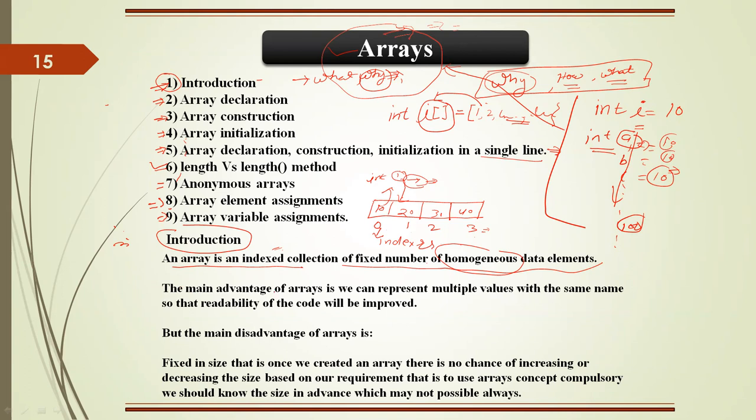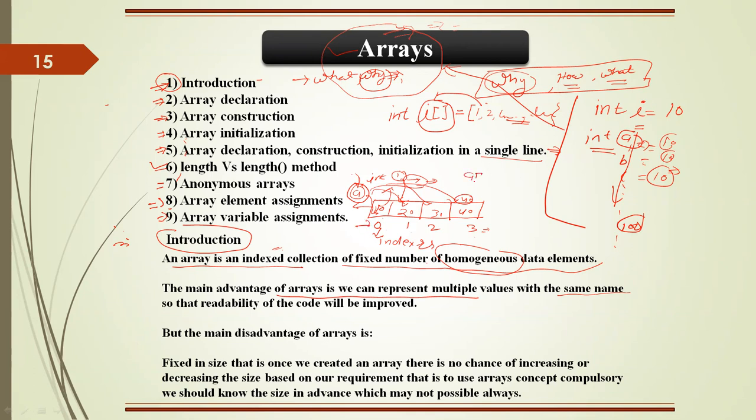The main advantage of an array is that it represents multiple values with the same name. Look, there are multiple values, 10, 20, 30, 40, but the name is the same. A is the name of the variable. By using a, you can access 10, 20, 30, 40. Whatever you want, you can access the value by using indexes.